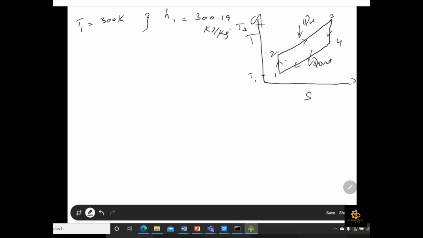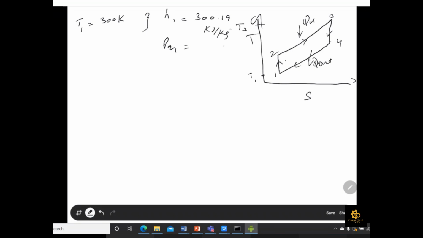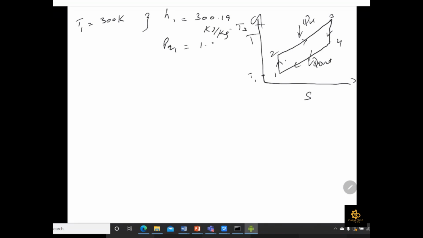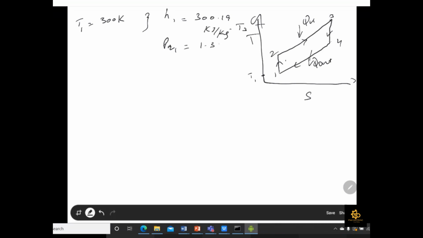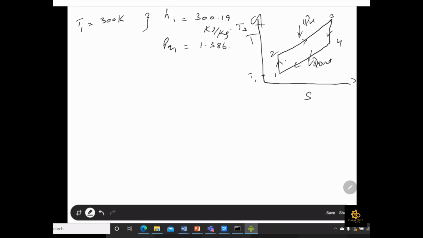Then we have to find the enthalpy value at point number 2 as well. So we need another parameter. You just have to note down the value of relative pressure for point number 1, by using the same T1, which is 300 Kelvin, from table A17. It is 1.386, the value of relative pressure.